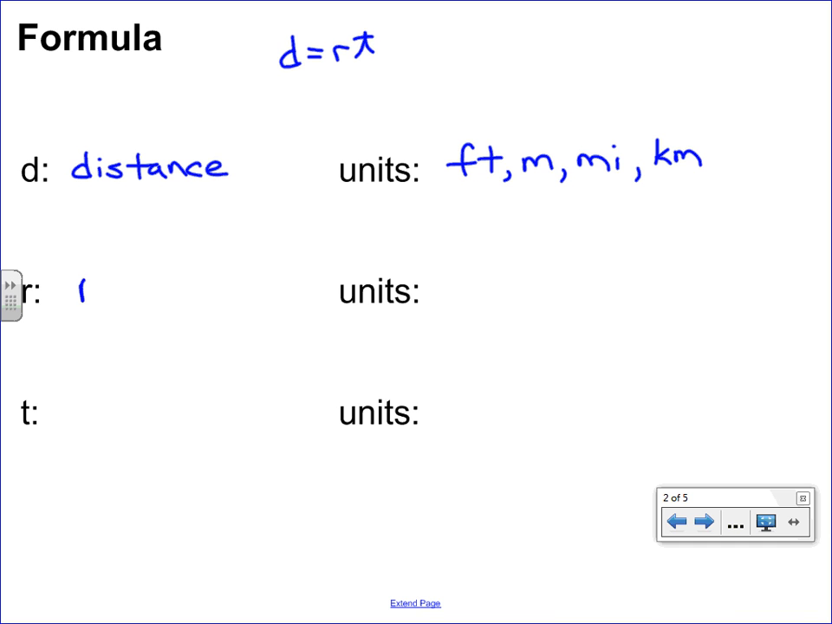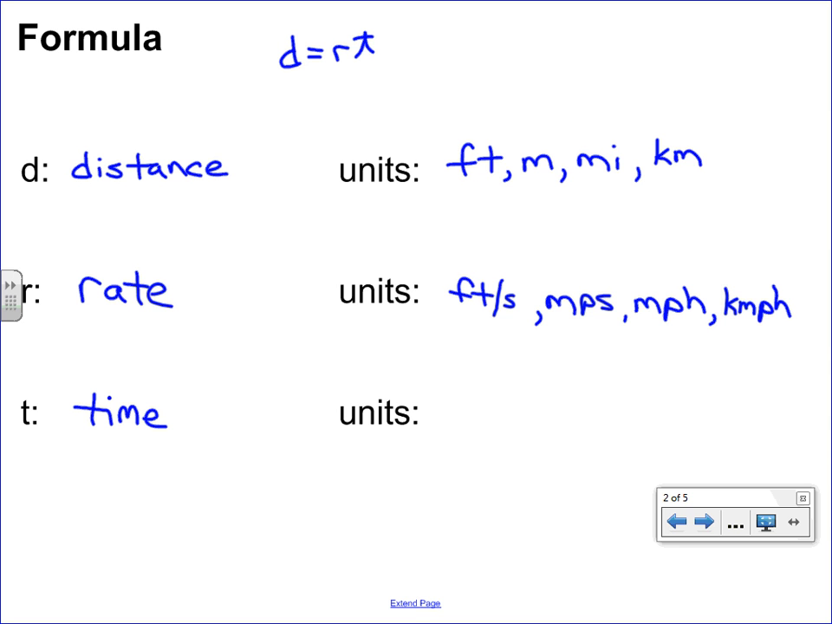The R in the formula stands for the rate. Units we might use for that would include feet per second, meters per second, miles per hour, or maybe kilometers per hour. And again, there are many other options. It kind of just depends on what is set up in your problem. The T stands for time, and some units of time could be seconds, hours, minutes, or even things like days.